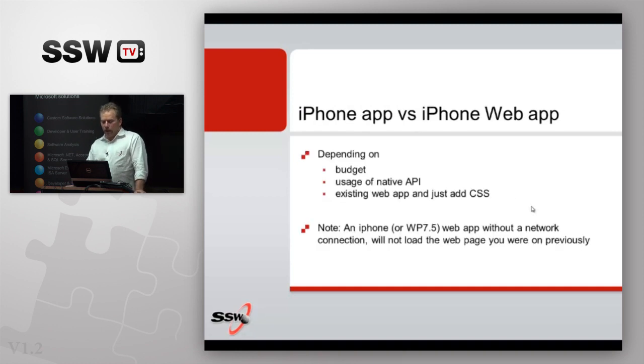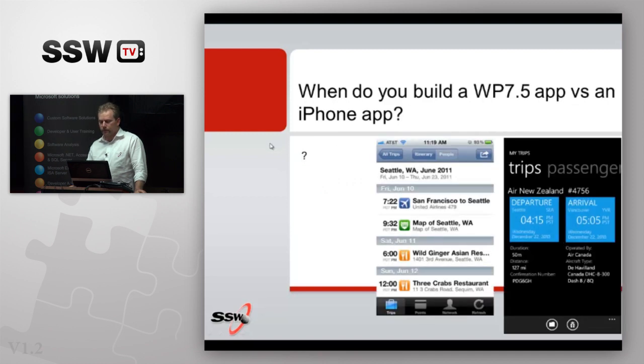Now, when do you build iPhone apps and when do you build iPhone web apps? Depending on budget, the easiest way is basically just to go with an iPhone web app. It's just changing some CSS. It's a lot easier. It's obviously never going to work if they don't have a connection, but that's the way we've been going with most of our clients, just with a web app.